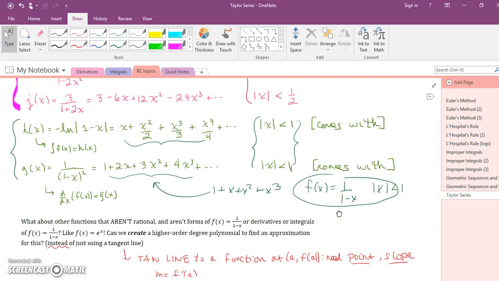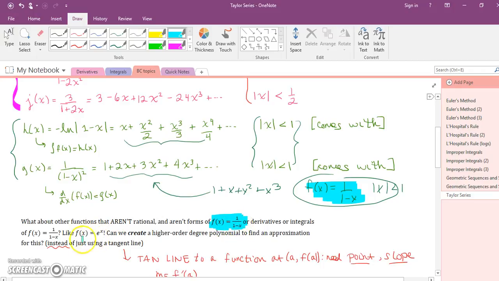In class, we left off with the question, what if we have functions that aren't rational? So we've been manipulating things that were based off of 1 over 1 minus x, but not everything can be manipulated from this, and not everything's a derivative or an integral of this. There's all kinds of functions. Let's take a look at the second major series you're going to have to know, and it's e to the x. So what we're going to do is try and find a higher order polynomial for this one.